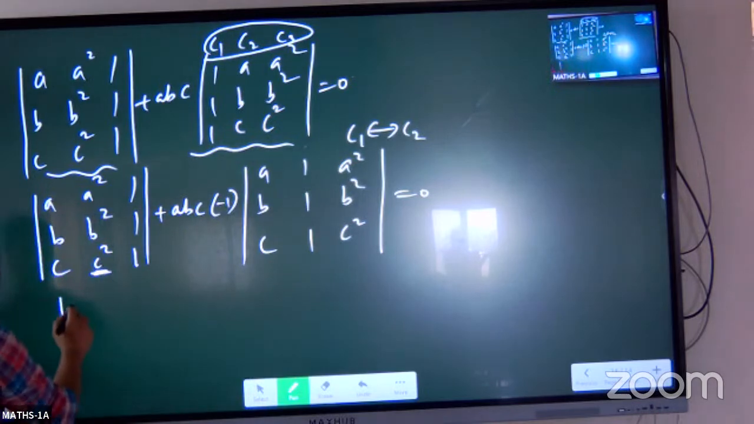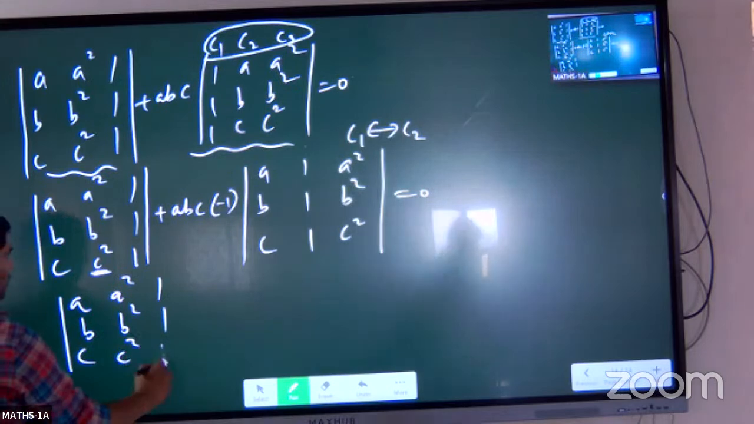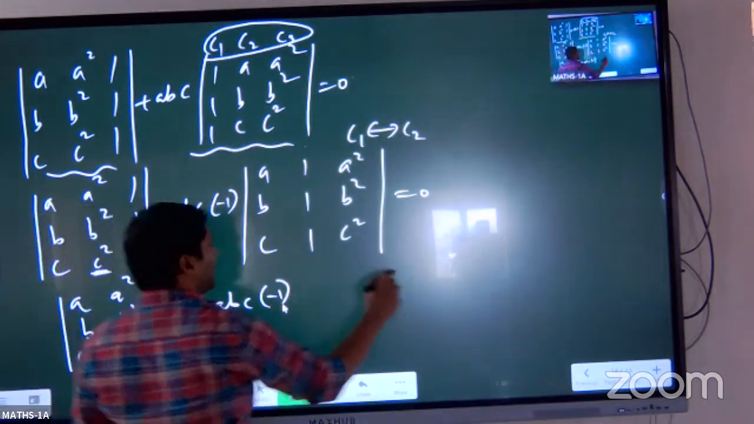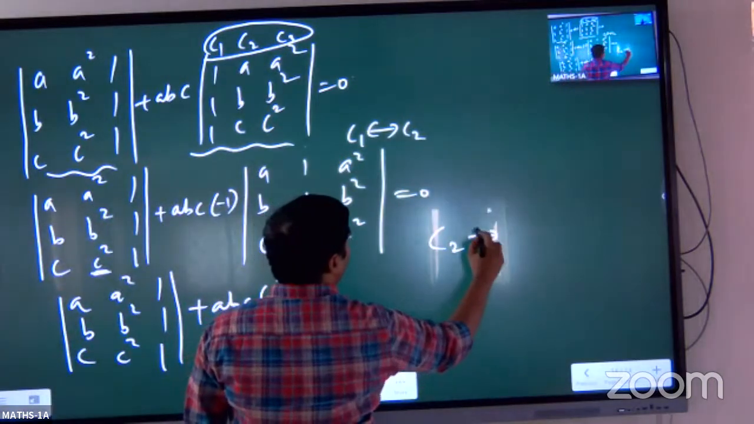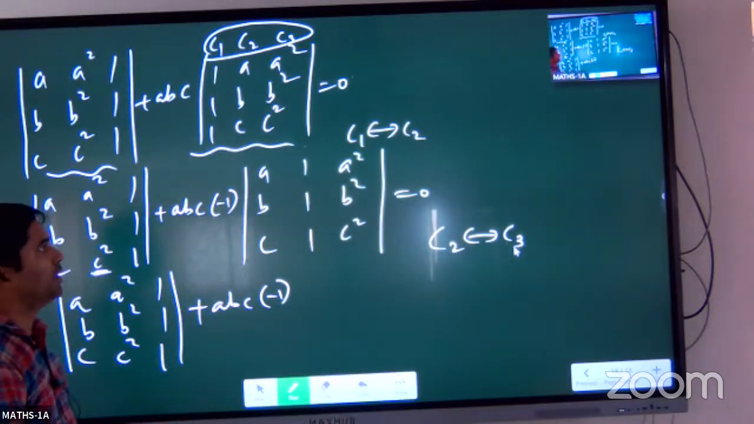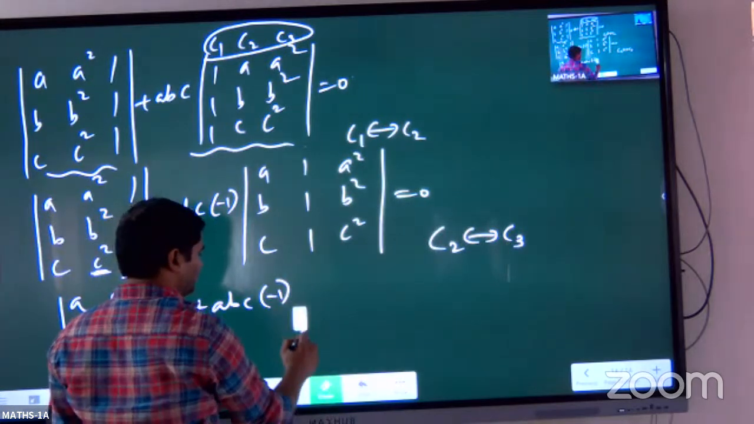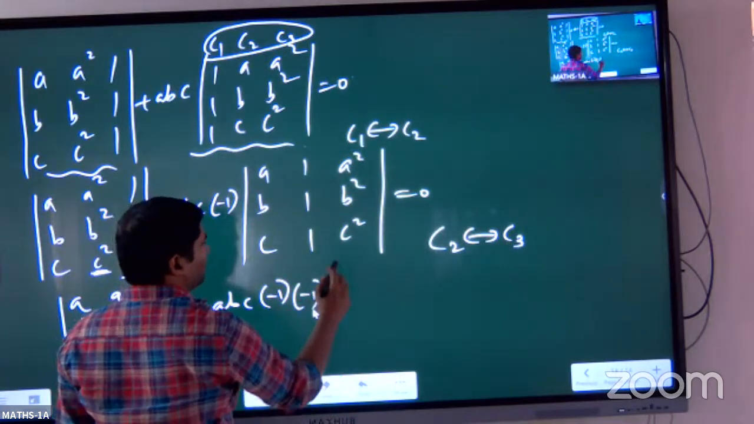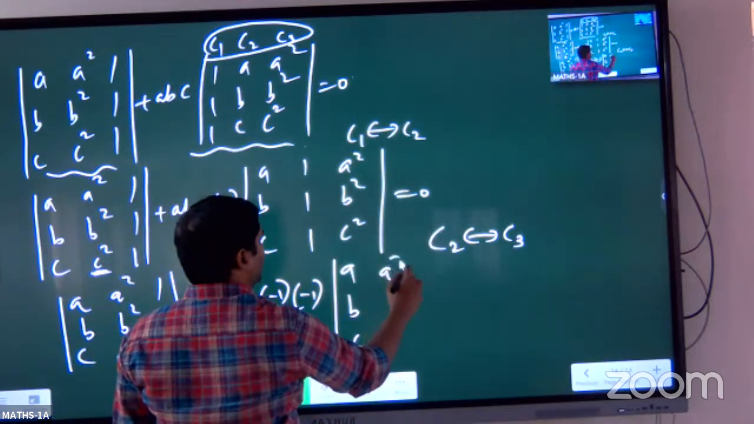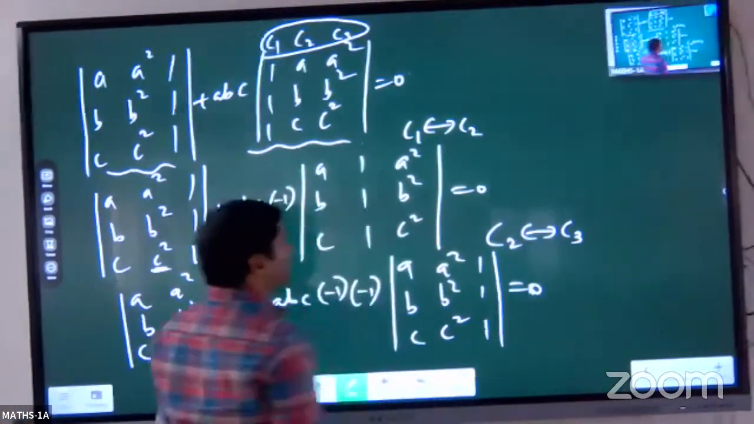So what I'm going to do is again A square 1, B square 1, C square 1 plus A, B, C. 1 minus is there. Now again I'm going to interchange C2 to C3. Is it clear? Interchange column 2 to column 3. What I'm going to get then? That is nothing but one more minus I get, correct? Because I'm interchanging. Now what I'm going to get? A, B, C as it is. Now here I get A square, B square, C square, and 1, 1, 1, which is still equal to 0.